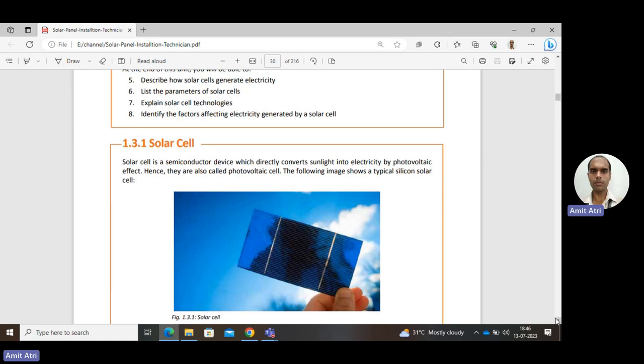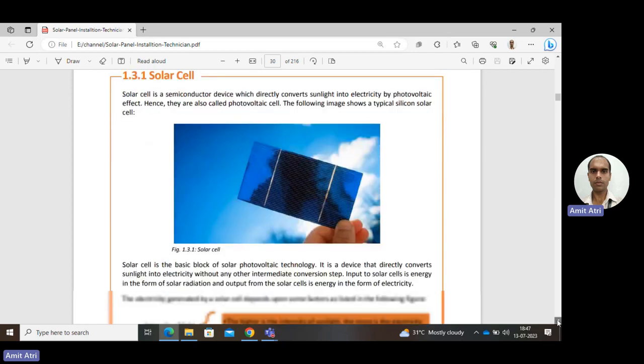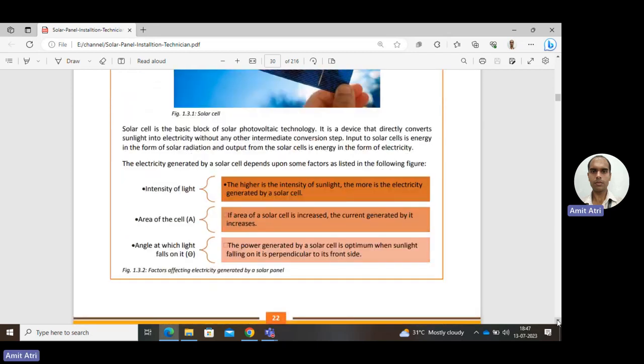So it is a semiconductor device because it is made up of semiconductors. The image shown here, figure 1.3.1, is a silicon solar cell. Silicon is the most commonly used semiconductor. The name photovoltaic cell is commonly used with the solar cell: light to electricity, a semiconductor device.